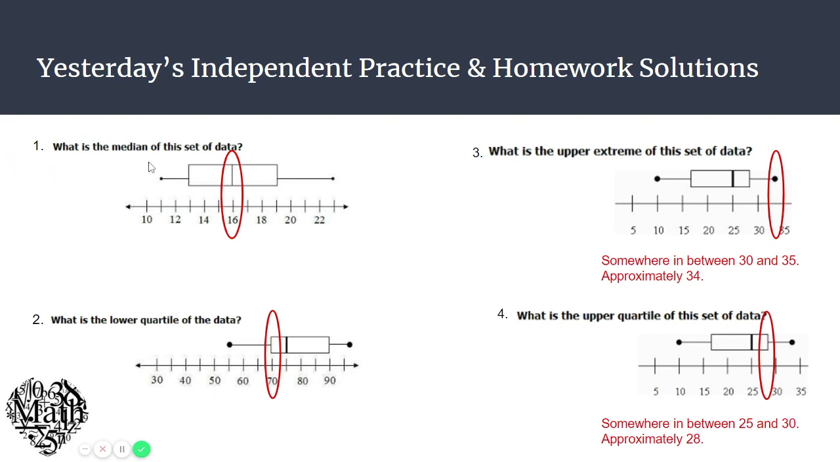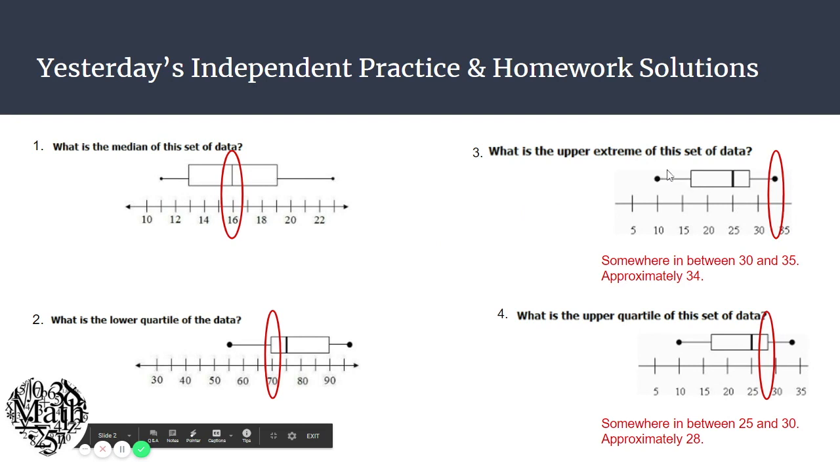Number 1 asks what was the median of this data set? Well, the median is the line in the box. So that line was at 16, so the median was 16. What is the lower quartile of the data? The lower quartile is the left side of that box, and that was at 70.